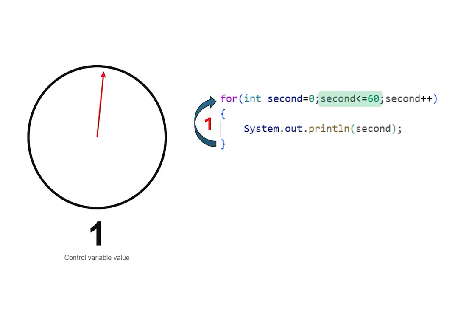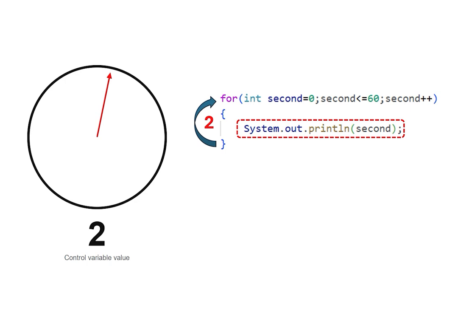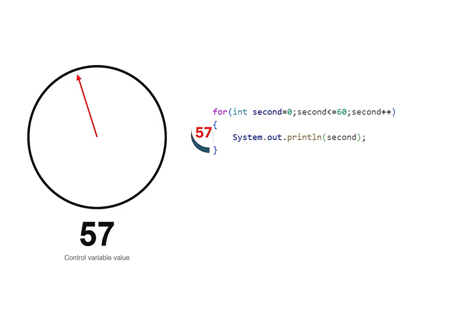Once again, the for loop circles back and checks the value of second against the condition. Again, the condition is still true. The value of second increments by 1, and the process continues. This pattern will repeat until eventually the value of our control variable second reaches 60. At this point, the condition will no longer be true, and the flow of the program will break out of the for loop.